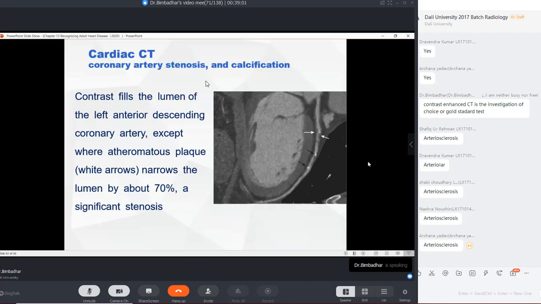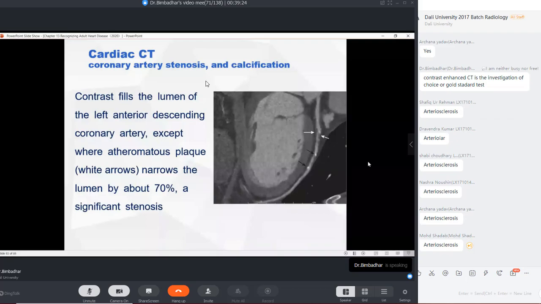The gold standard, they don't ask you, but if they do ask you, pick it up as angiography. MRI is also better, but when they ask you in the questions, they won't be giving you MRI. They will be giving you contrast CT or non-contrast CT. So you have to pick up contrast enhanced CT. Very simple. They generally will not ask you about other conditions.